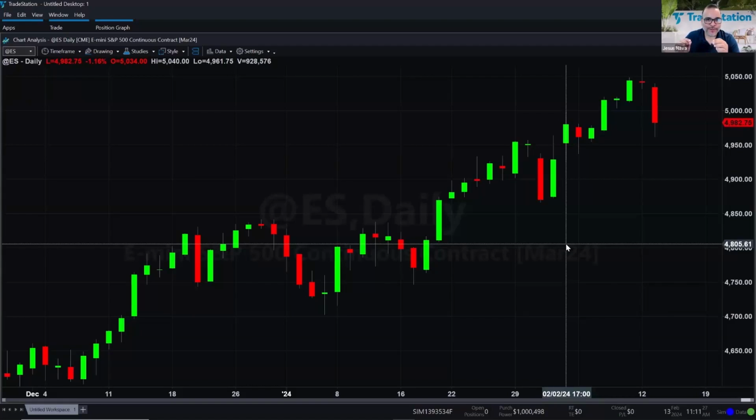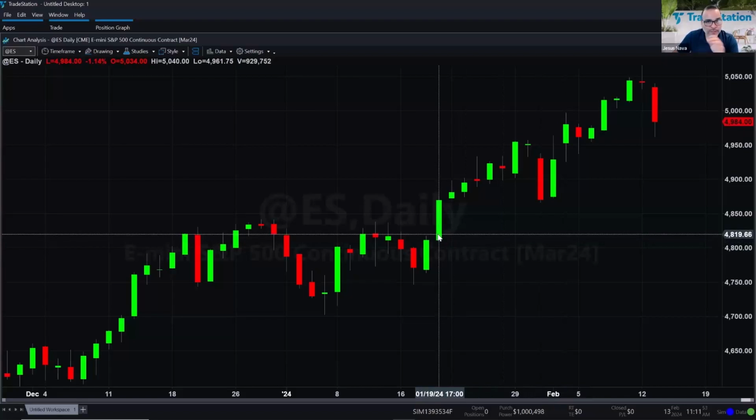But those are the minimum movements on a stock. And if you have 100 shares and it moves a penny, that's going to be $1 in your favor. It's a straight multiplication between the number of shares you have and the minimum movement, and that's your dollar profit, your dollar loss. For futures, it's different. And if you're a futures trader, you probably know this already.